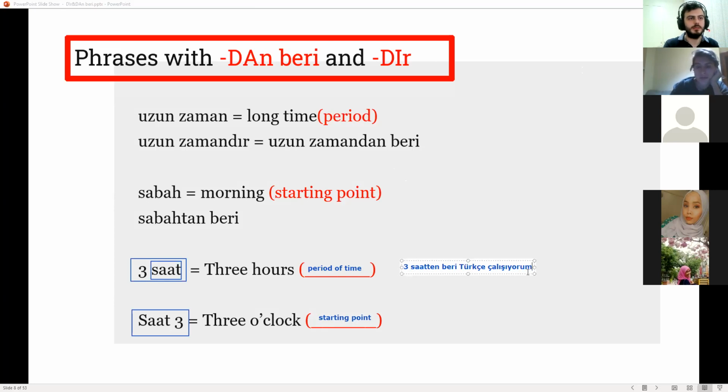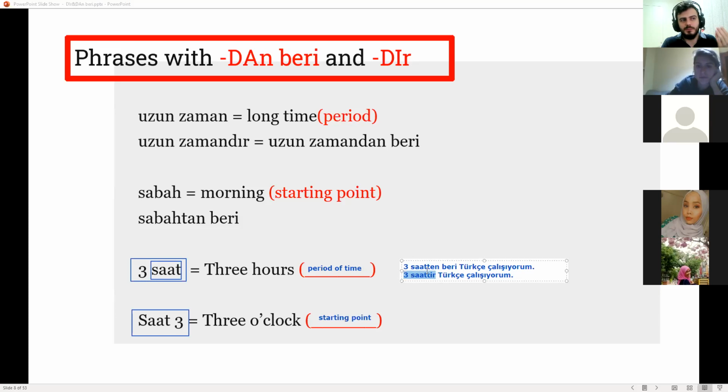Or you can say 3 saattir Türkçe çalışıyorum. They are exactly the same. I have been studying Turkish for 3 hours. I have been studying Turkish for 3 hours again.